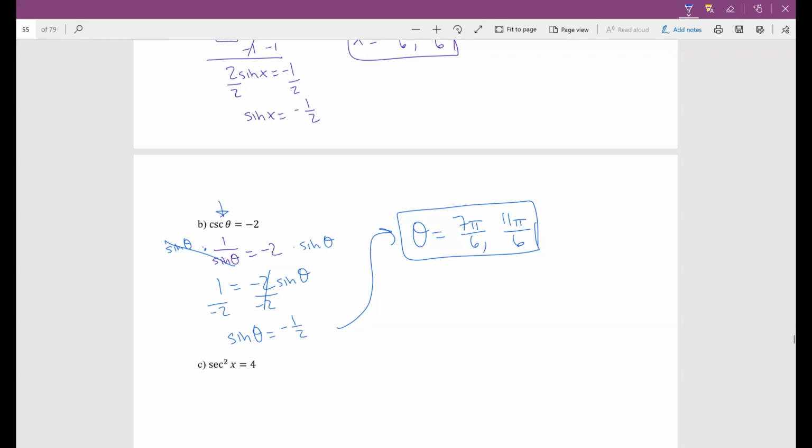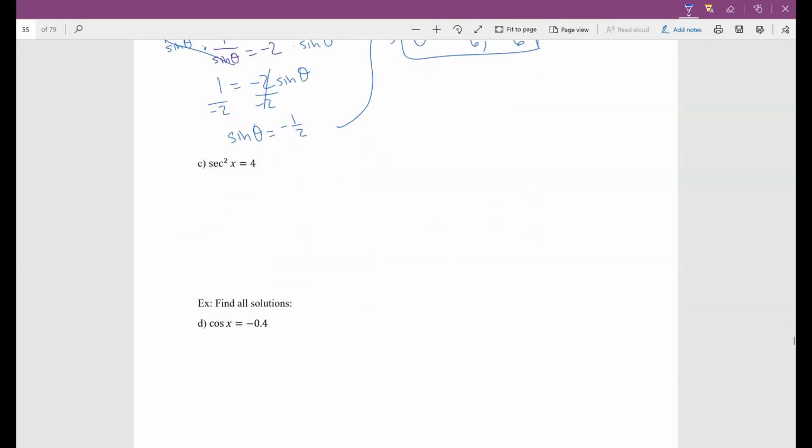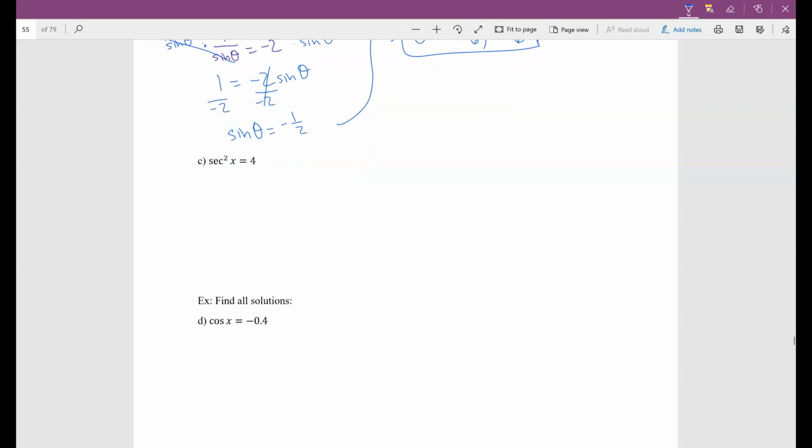So if you have cosecant, cotangent, or secant, it'll be better to turn it into the reciprocal forms, into sine, cosine, or tangent, because then it's easier to work with. Okay, now what about this guy? Well, first we have a square. We don't want to be dealing with squares. So what we want to do is apply a square root to get rid of the square, because that's the opposite. So we're going to apply square root to both sides and add plus or minus.